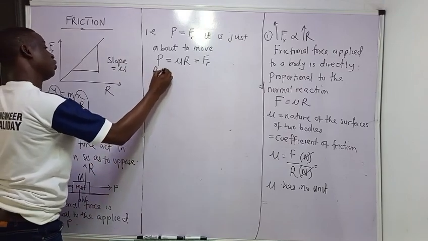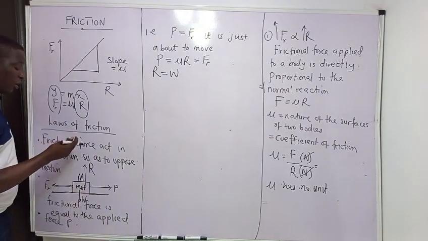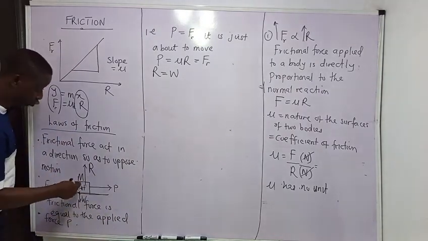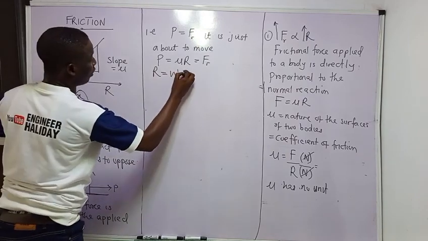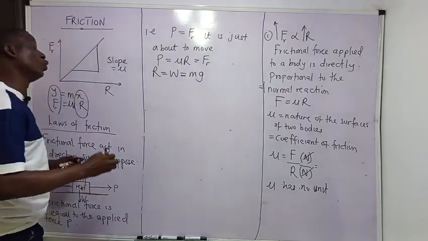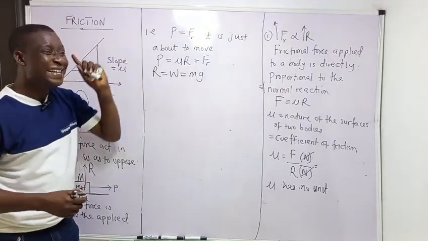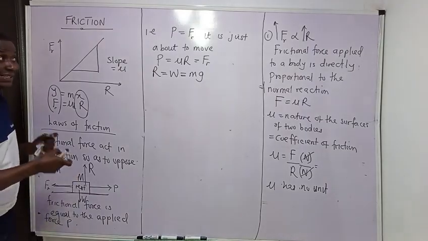So the normal reaction is equal to weight. Don't forget, the body is at rest. Upward equals downward, forward equals backward. So what will now be our normal reaction? The normal reaction will now be equal to mg. So it is not always that the normal reaction will be equal to mg. It is only because the body is at rest.